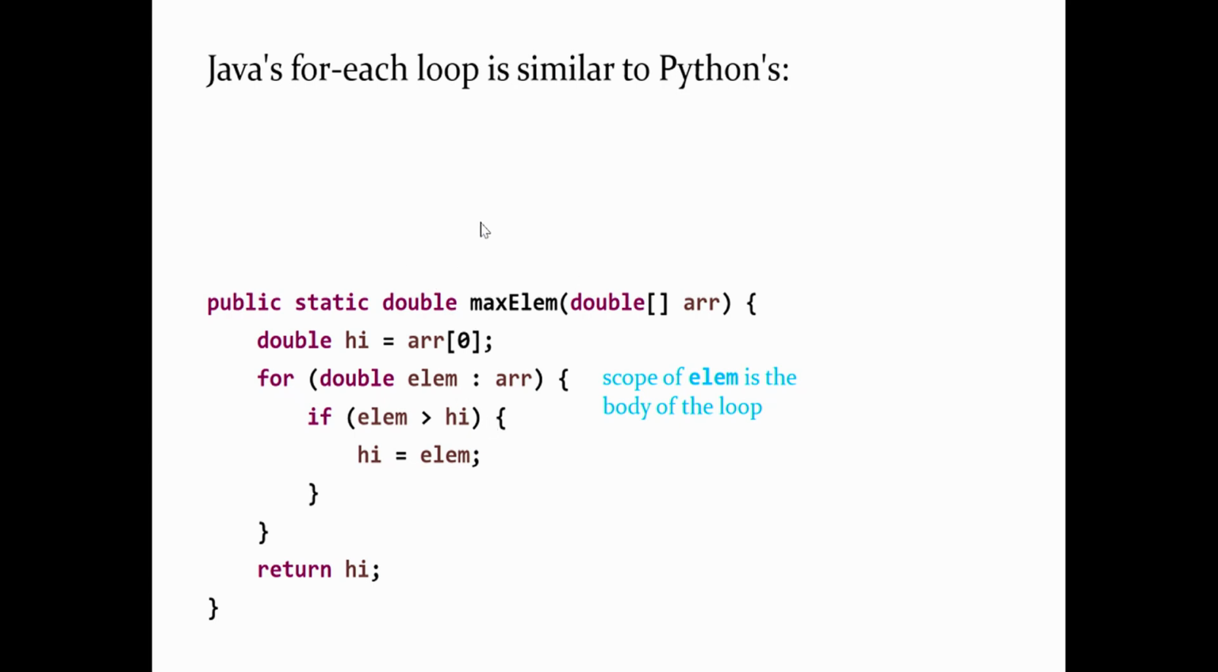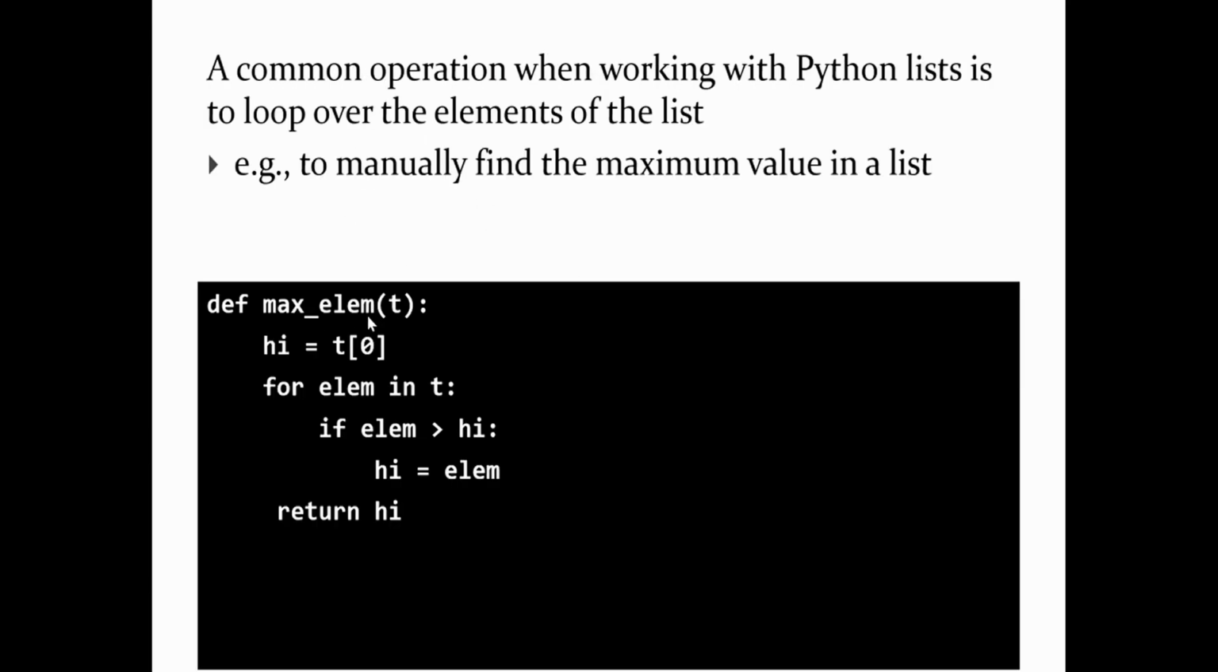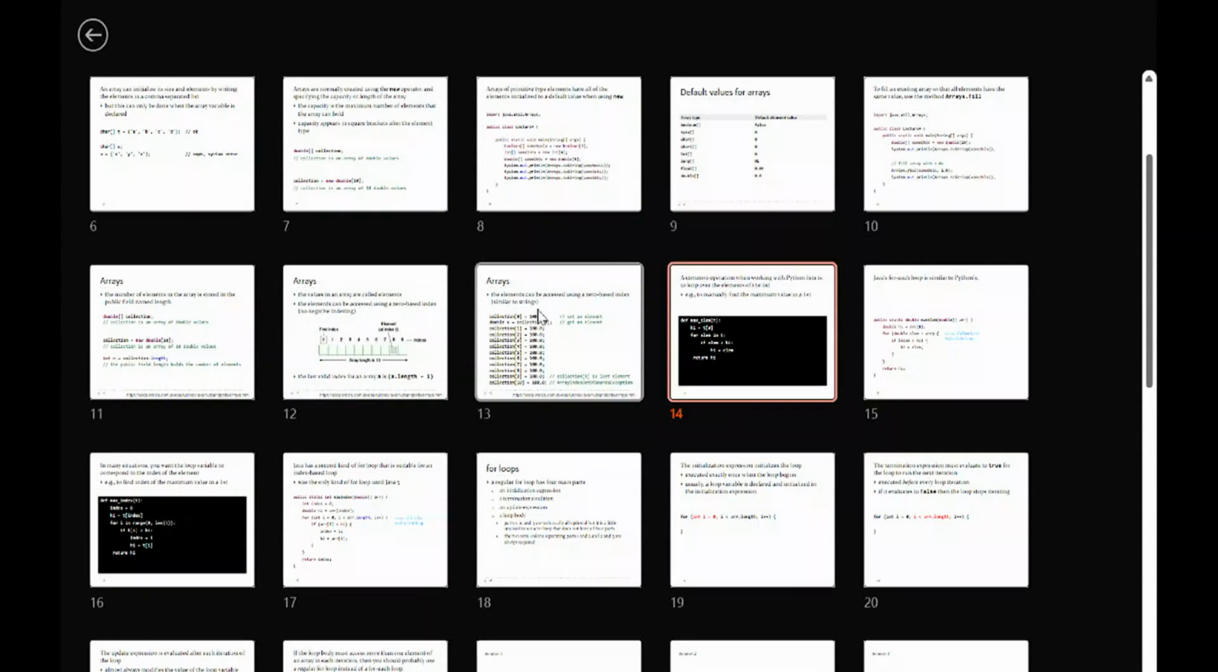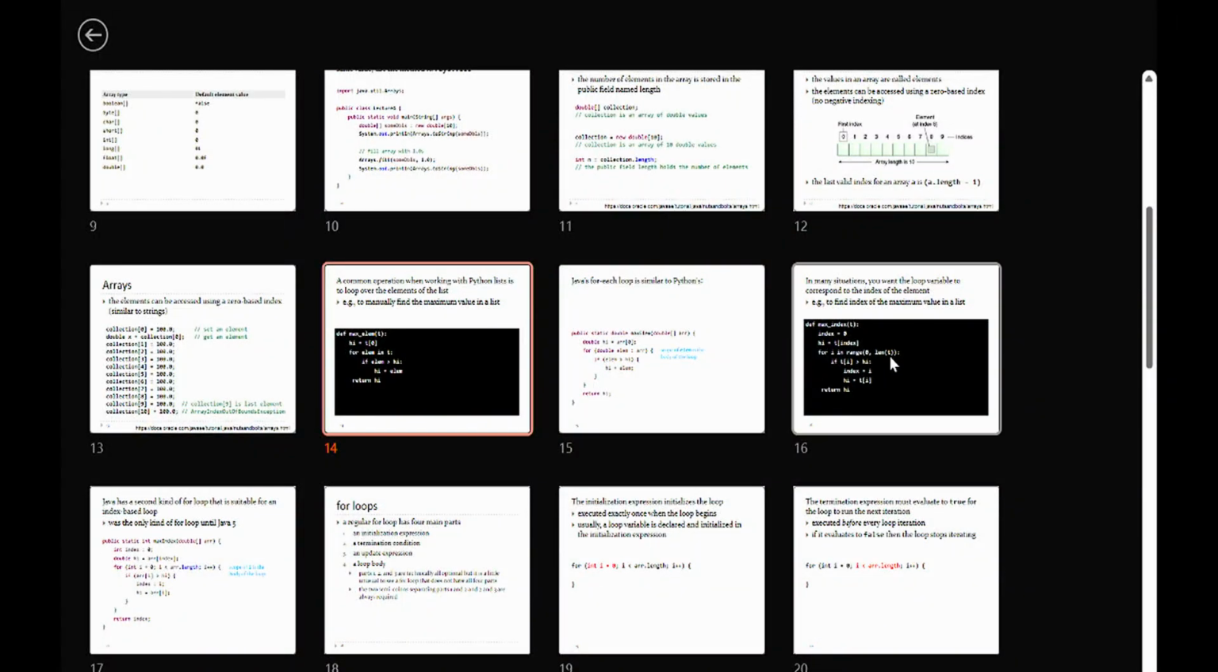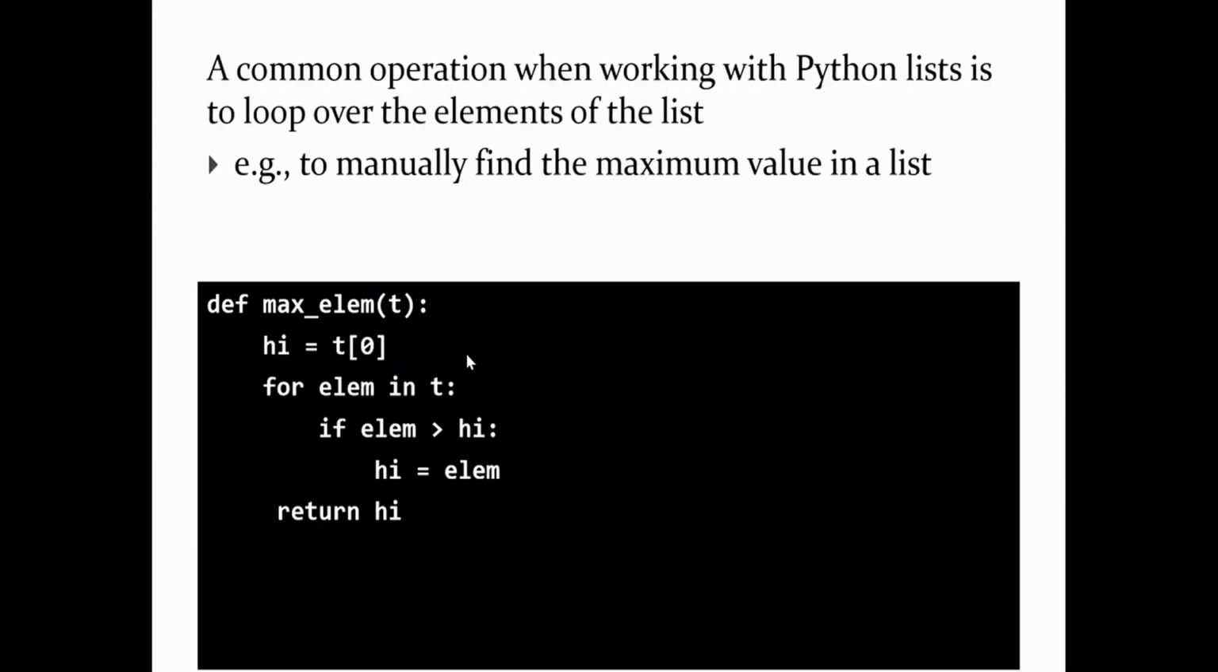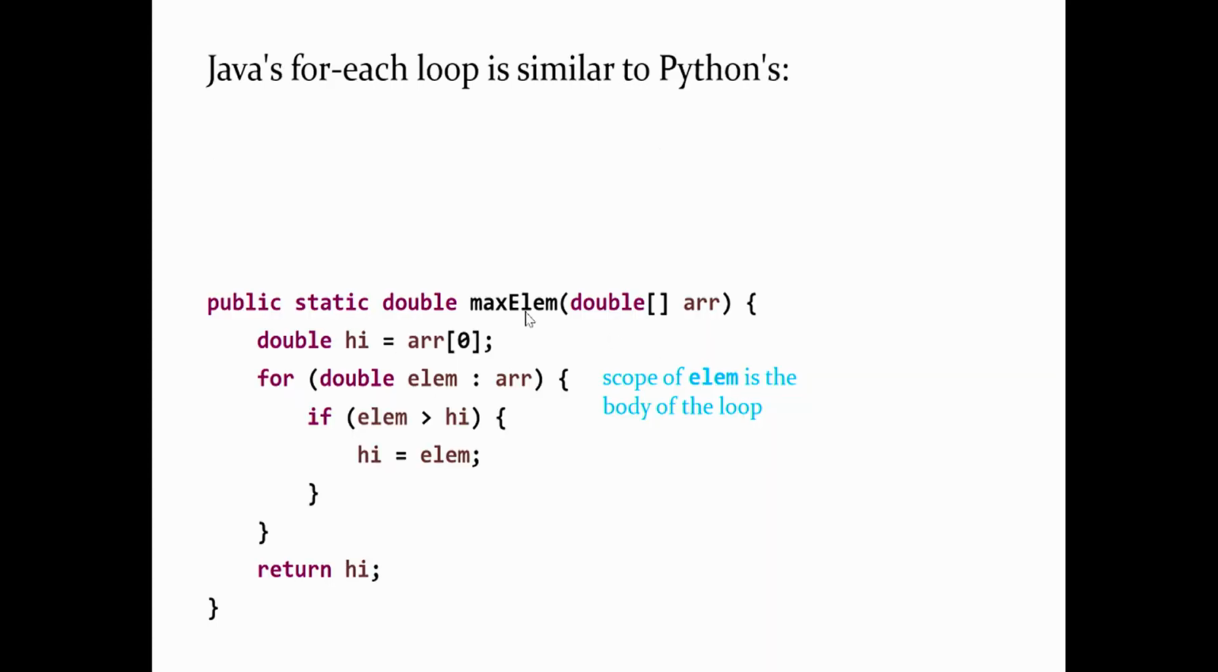Okay, so when I translate this Python function over to Java, the function name I change. I don't use the underscore max underscore elem, I change it to maxElem with an uppercase E. You're using camel case in Java. I have a list T, so here I'm going to have an array ARR.